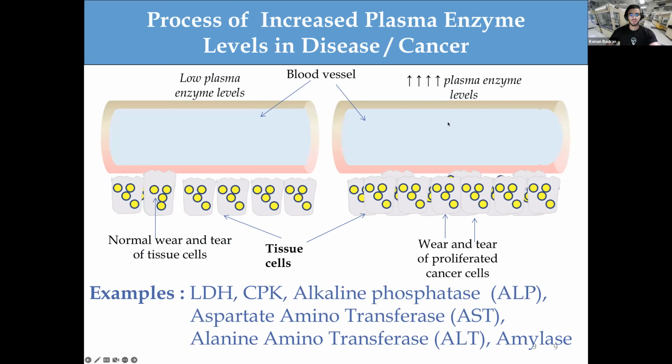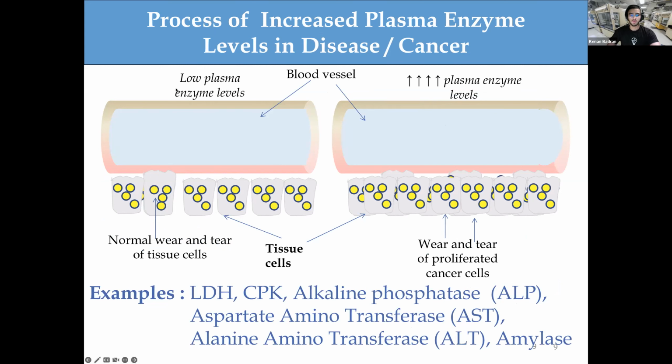Now here's the diagram, basically re-explaining the entire idea of what causes a non-functional enzyme to enter the blood. Simply, when there is a certain kind of trauma. In normal cases, there are wear and tear tissues, right? So you'll always find very minute amounts of this enzyme in the blood. So there's always some wear and tear. So you'll find it here.